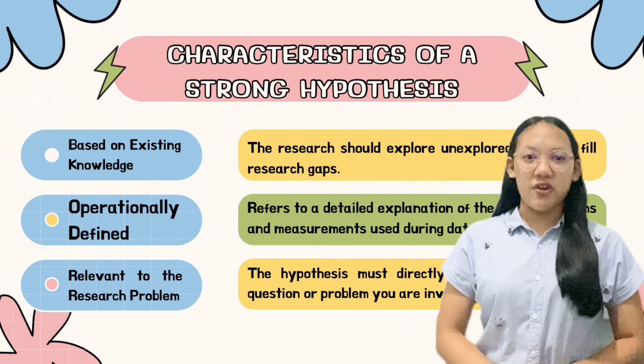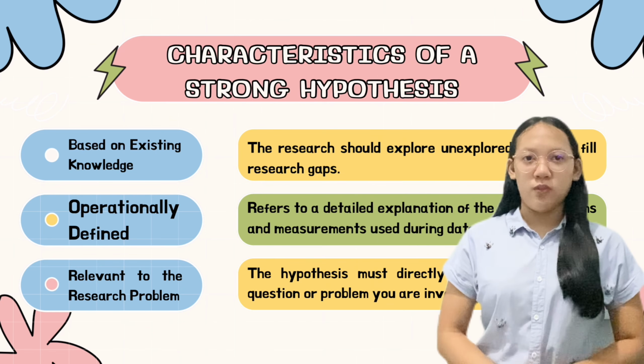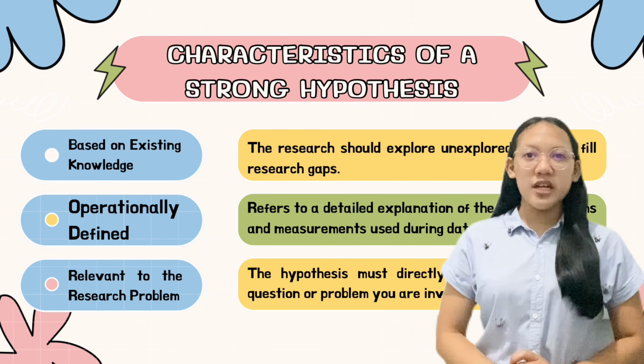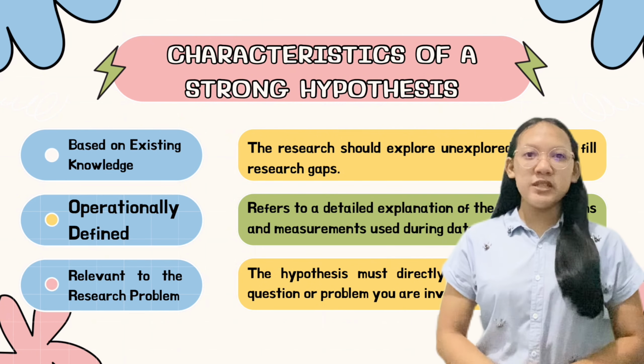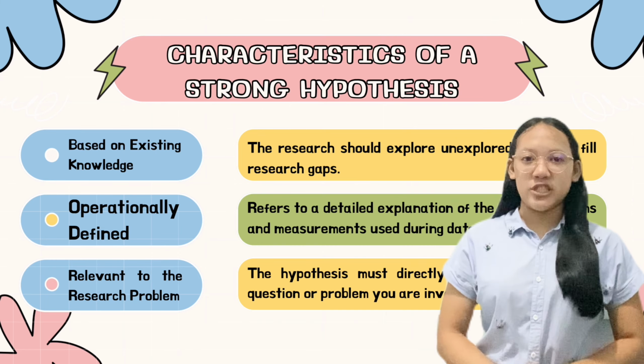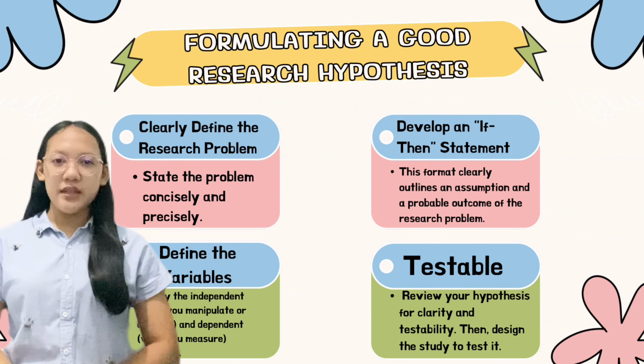It needs to be grounded in existing knowledge, building on what we already know. Crucially, your variables need to be operationally defined, meaning you have a clear plan for how you'll measure them. And finally, it must be directly relevant to your research problem. So, how do we actually formulate a strong hypothesis?